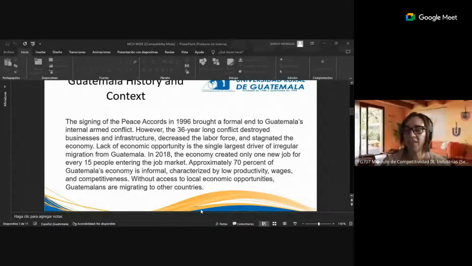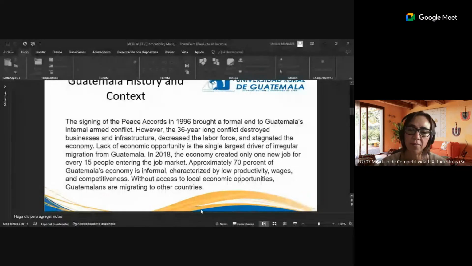Lack of economic opportunity is the single largest driver of irregular migration from Guatemala. In 2018, the economy created only 1 new job for every 15 people in the job market. So this one was hard, but nowadays we have a higher percentage, because for every job there are probably between 30 and 50 people. Approximately 70% of Guatemala's economy is informal. That's not bad, that's good. We're going to see why. It is characterized by low productivity, that's the bad part, and low wages and competitiveness.